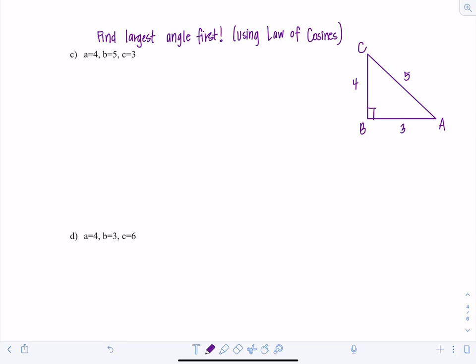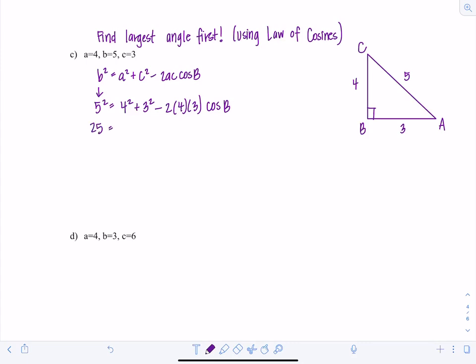Let's use the law of cosines. We're going to find B. So I have B squared equals A squared plus C squared minus 2AC cosine of B. So B squared, that's going to be 5 squared equals 4 squared plus 3 squared minus 2 times 4 times 3 times cosine of B, whatever that may be.